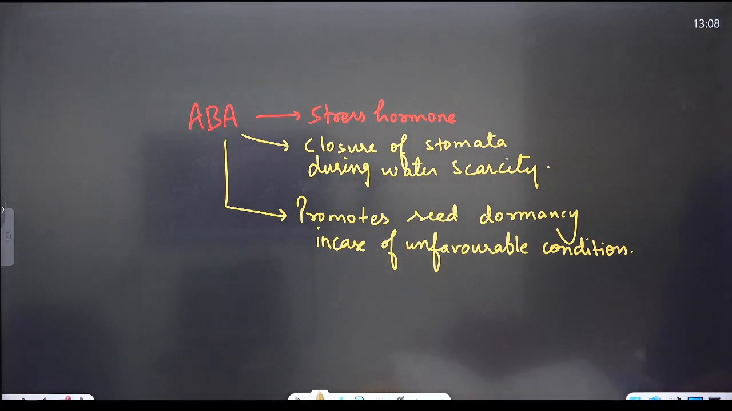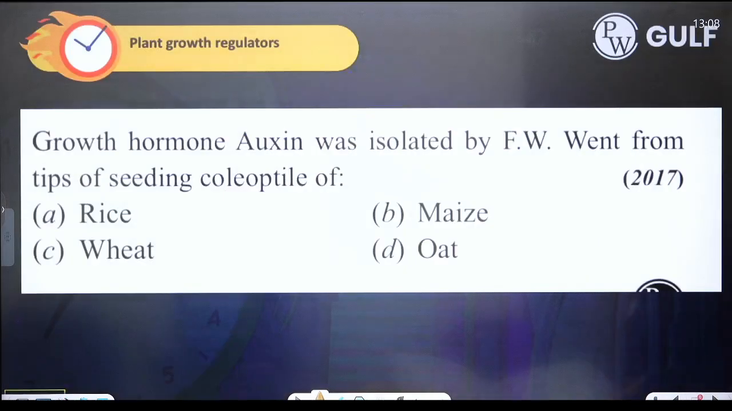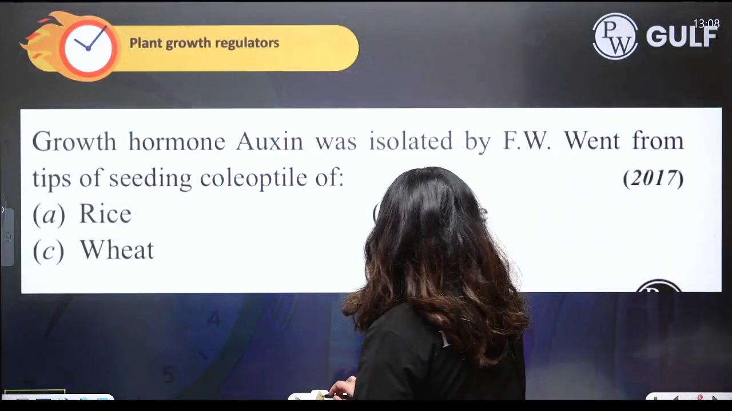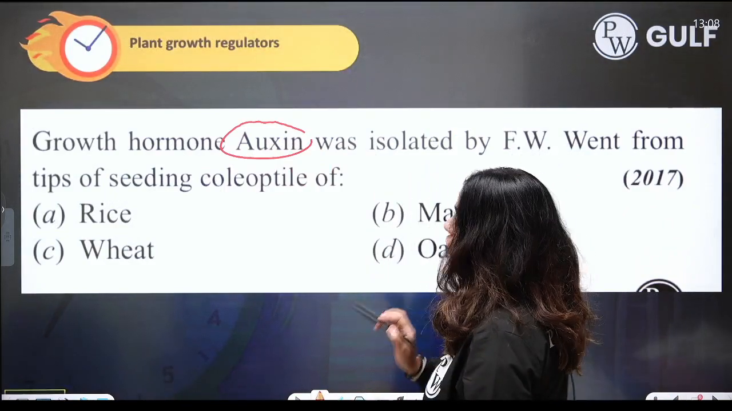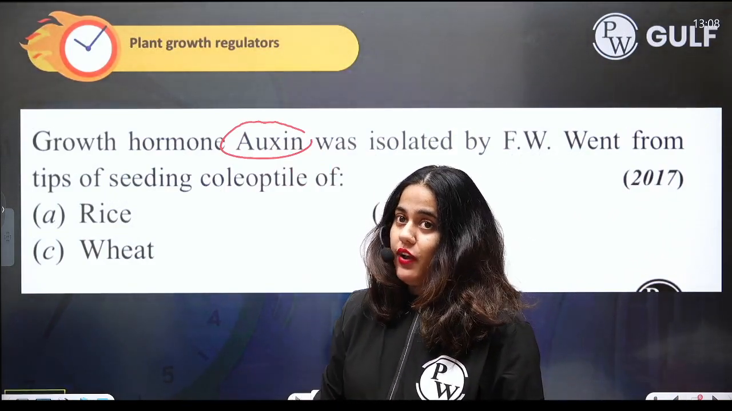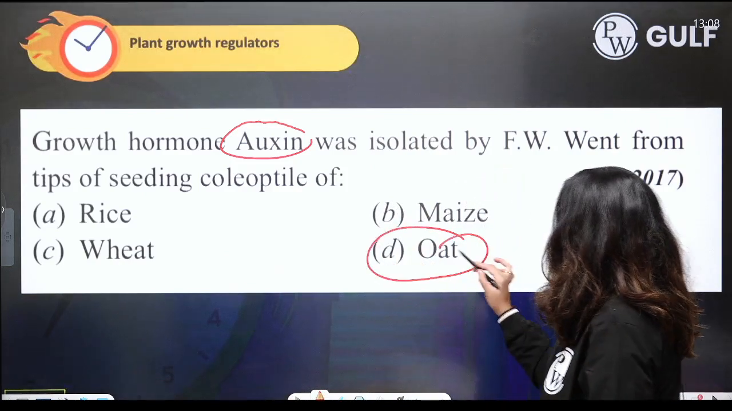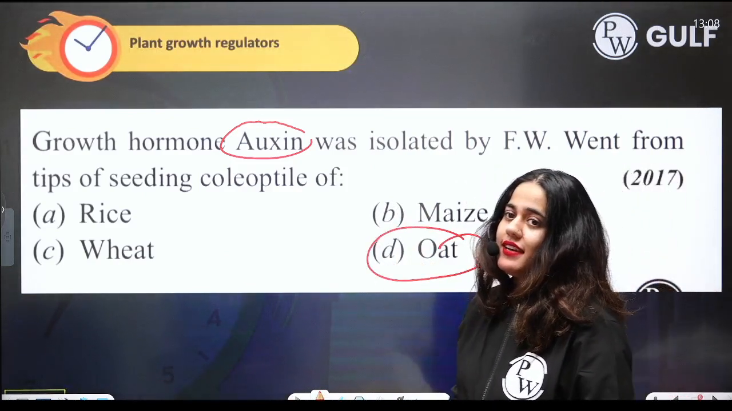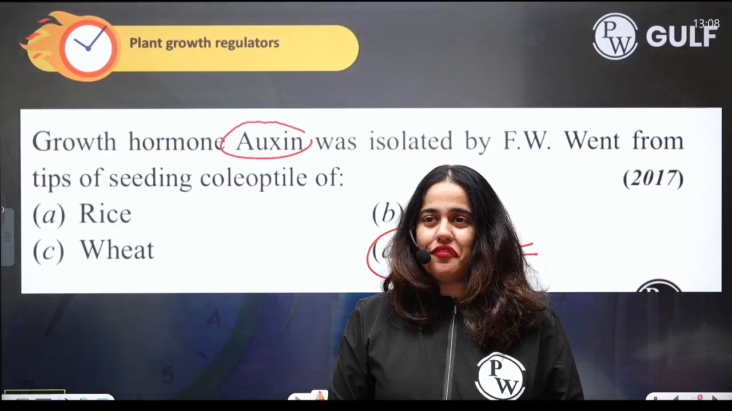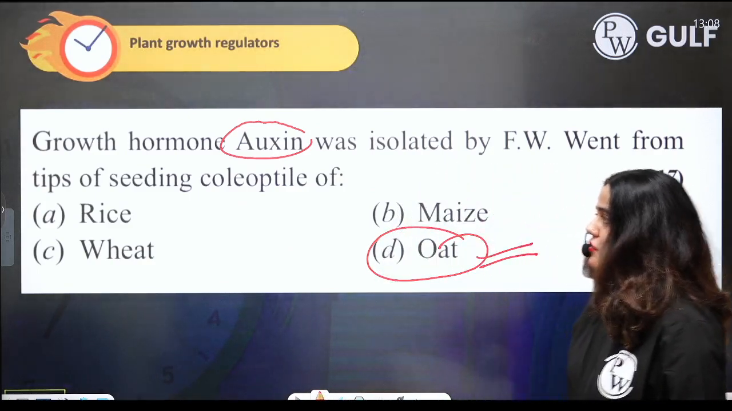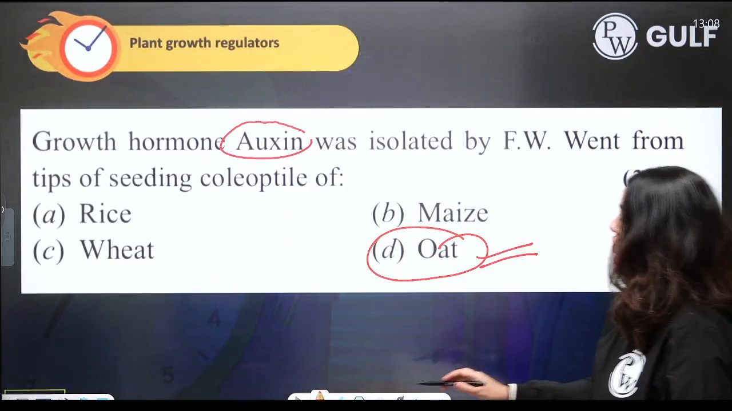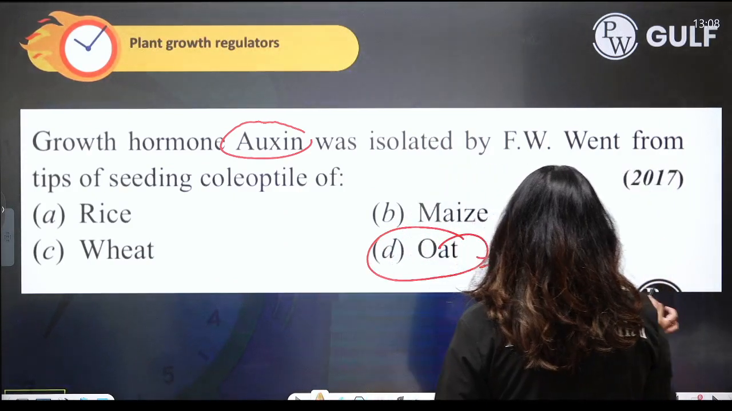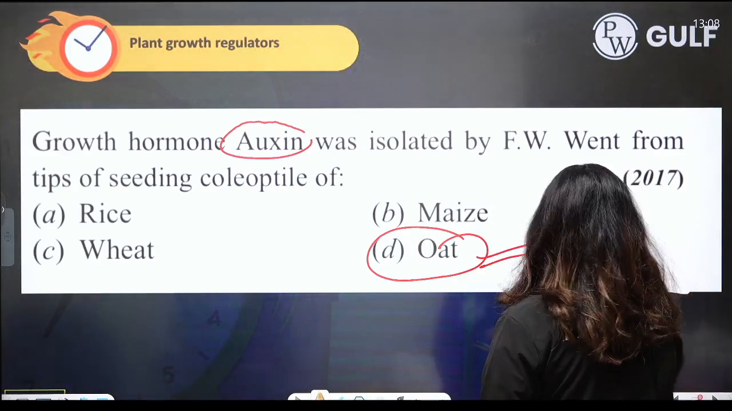Okay, let's solve some questions. The growth hormone auxin was isolated by F. W. Went from the tips of seedlings. All of you know this answer: oats. So F. W. Went first extracted the auxin from the oat plant. I hope this is clear to all of you.